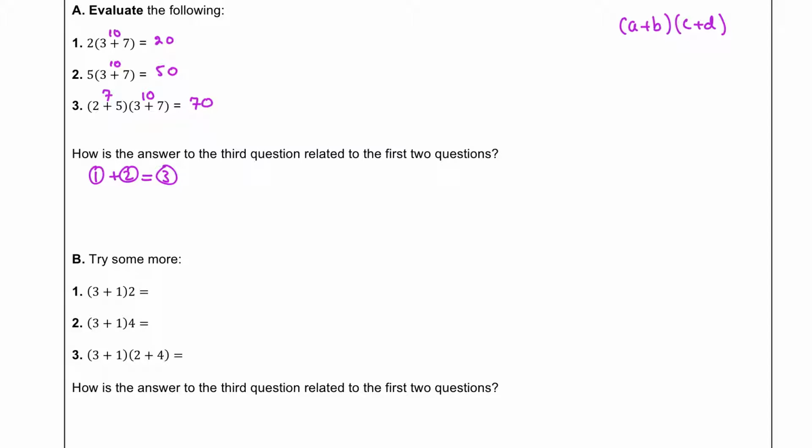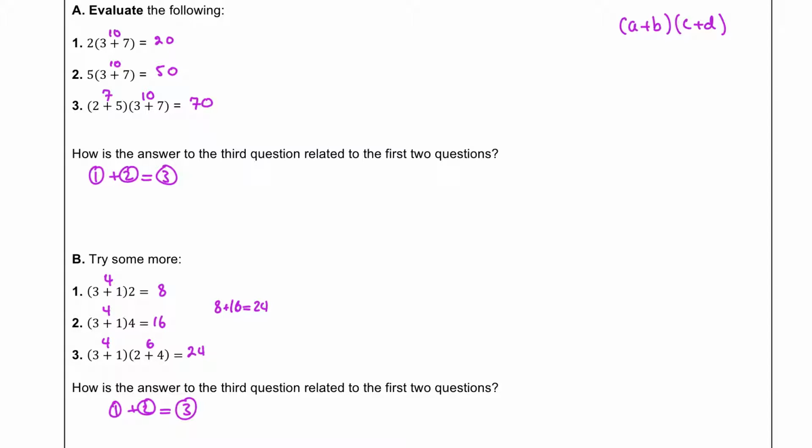Let's try that out for the next example and see if we get the exact same thing. So I have 3 plus 1, which is 4. 4 times 2 is 8. 3 plus 1 again is 4. 4 times 4 is 16. 3 plus 1 is 4. 2 plus 4 is 6. 4 times 6 is 24. And I can still see that 8 plus 16 is equal to 24. So I can say that 1 plus 2 is equal to 3.